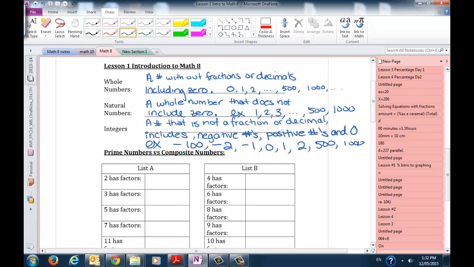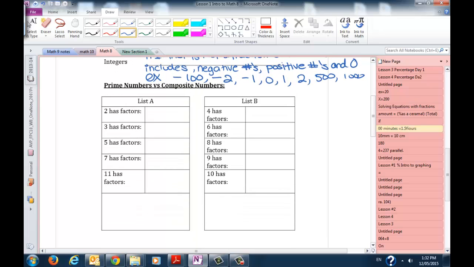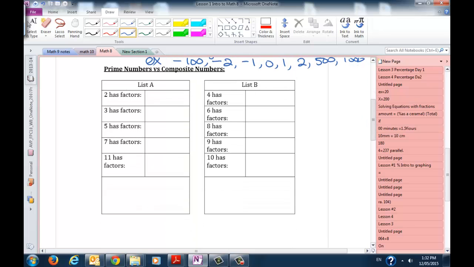All right. Let's now look at the difference between prime numbers and composite numbers. And I think we need a little bit of a definition to start off with. So I'm going to put a definition down here for factors. And the definition of factor is numbers that you can multiply together to get another number.